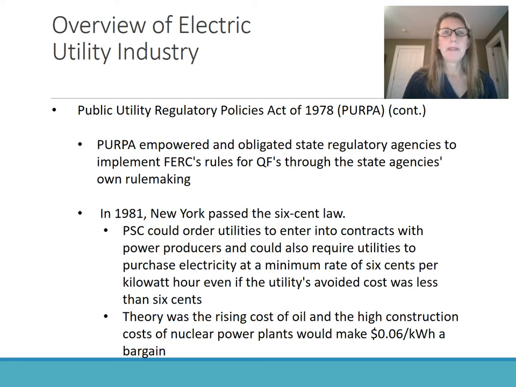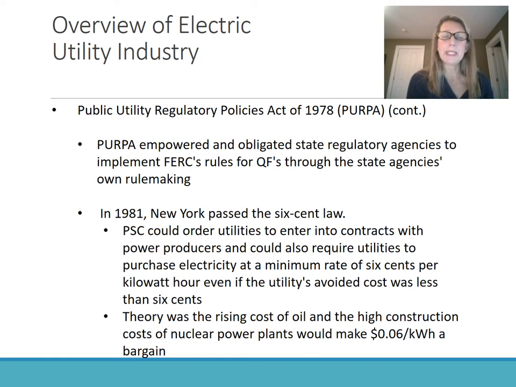So, right, PURPA gave the states the ability to implement FERC's rules that we mentioned on the previous page. And what did New York State do? New York State implemented the 6-cent law. Now, it's very funny because if you're working on something in the electric utility and they think that they may be going a bit too far in implementing something that might be unsustainable in the long term or might have too much of a cross subsidy, everyone will go, remember the 6-cent law? So this is an important aspect to remember, and we'll loop back around to this when we start talking about net metering.